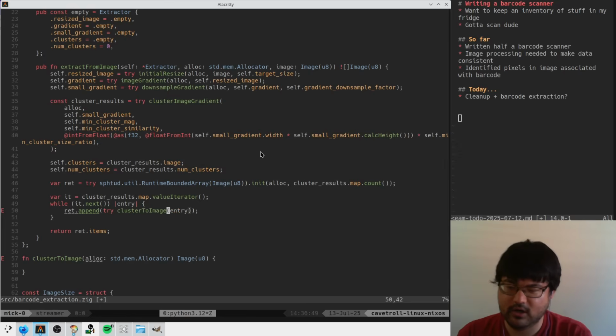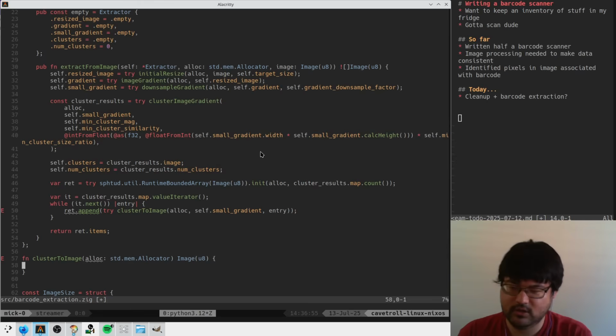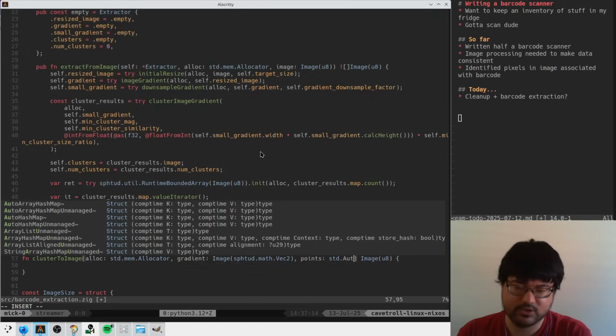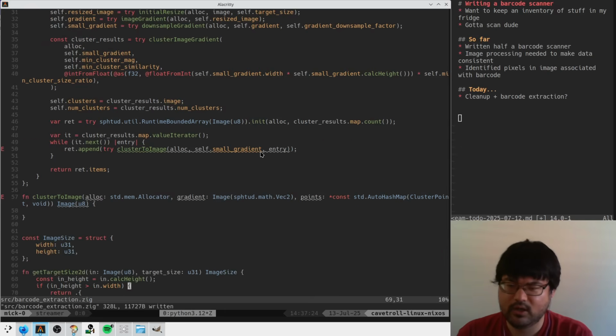Oops. I actually want this here. So this is small gradient, and entry. Okay, so what are the parameters here? It is a gradient, which is an image of vec2s. And points is a hash set, which is just a hash map in this language, of cluster point. Okay. I guess this is technically a pointer to this thing. And this thing can fail.